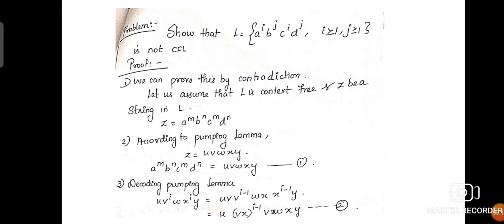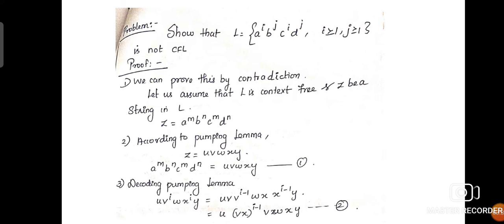Now we are going to split our string elements corresponding to u, vx, vwx. Now let vwx equal to a power r. We all know our total string is in the format uvwxy. Now we are taking one portion of our string, that is vwx. We are assuming one portion from our string, that is a power r.